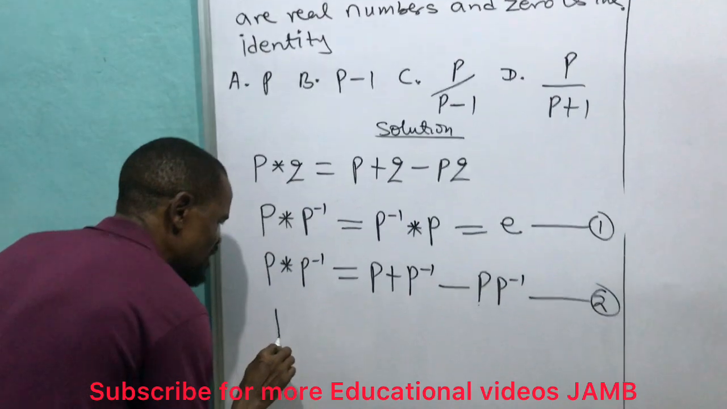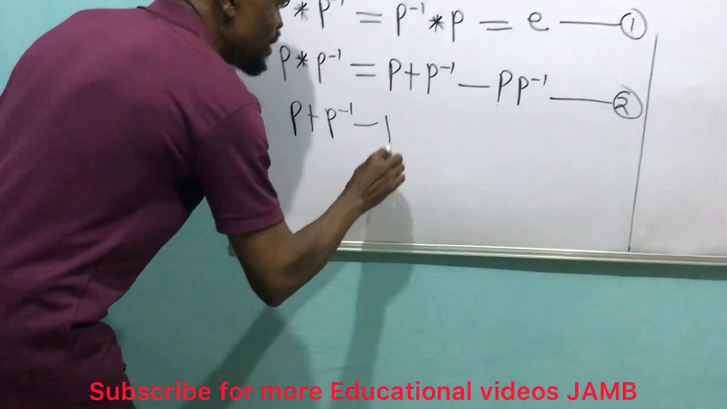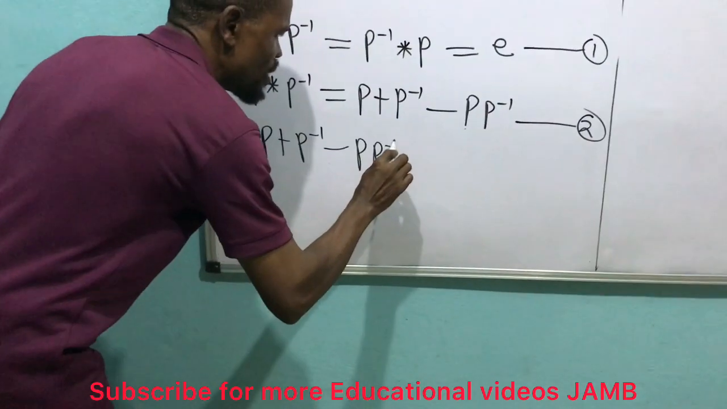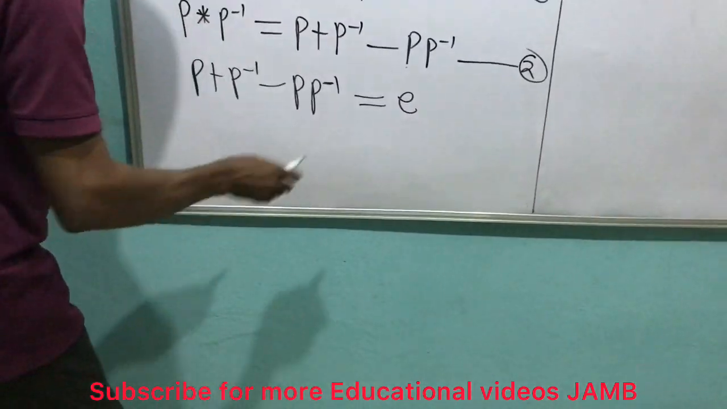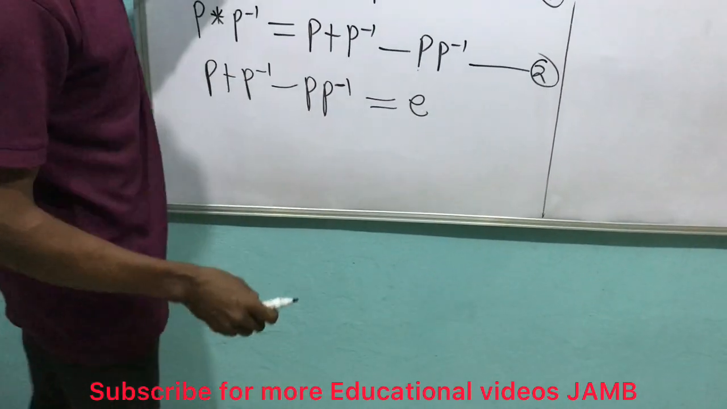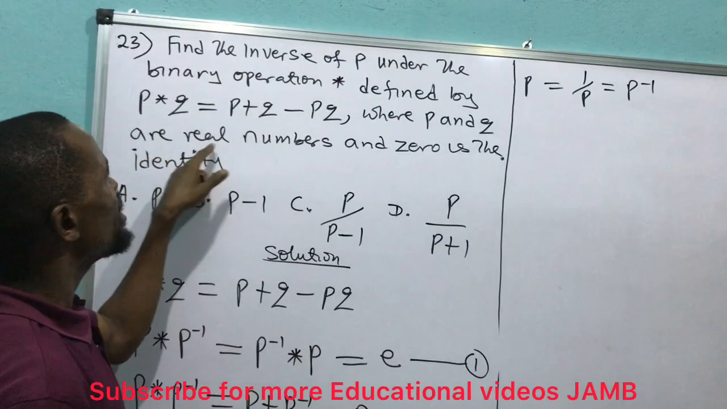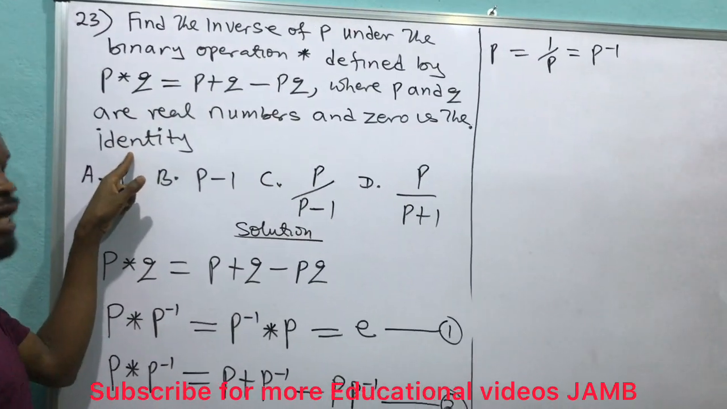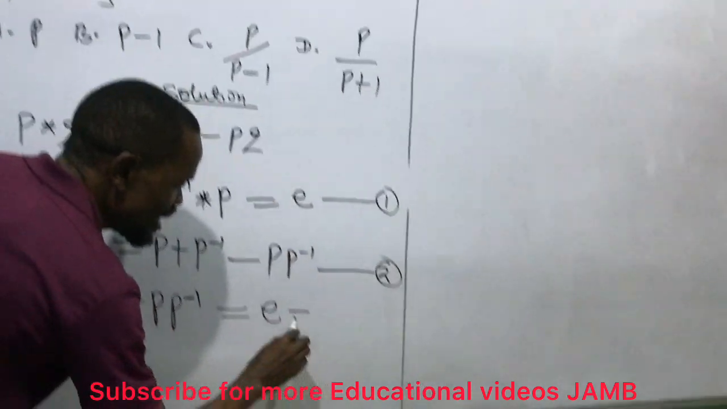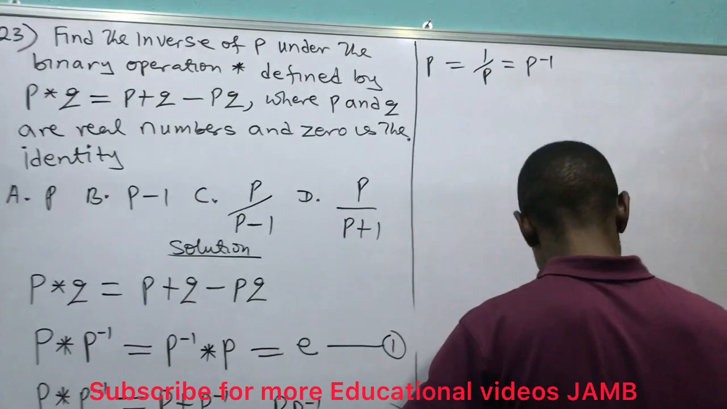I can now say that. Come down here, we can say P plus P inverse minus P raised to the power minus 1 is equal to the identity element. And what is the identity element? They told us, come up here, they say where P and Q are real numbers, and 0 is the identity element. And that identity element is equal to 0. Can I finish it here?